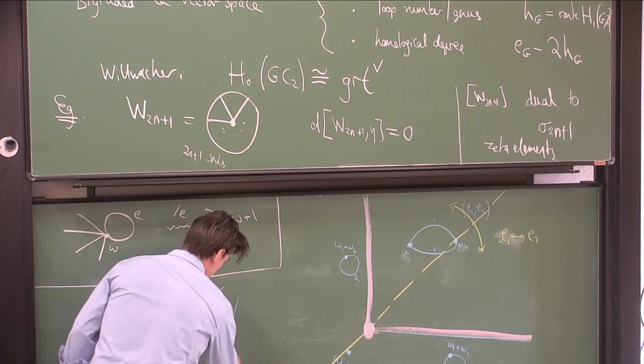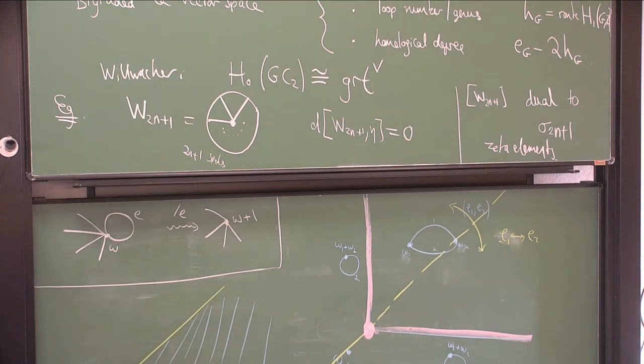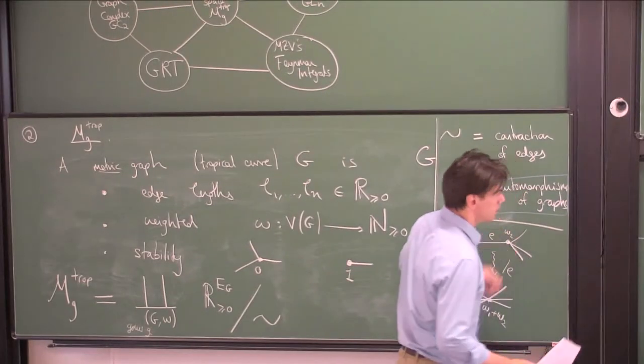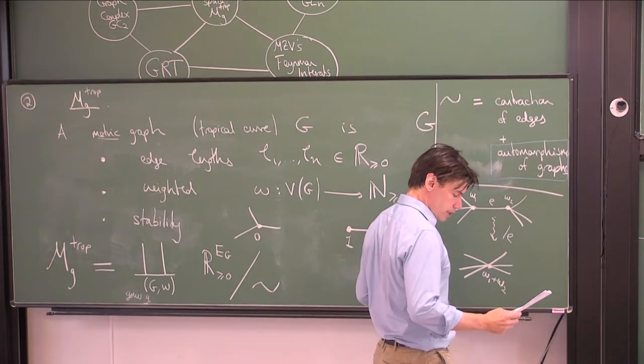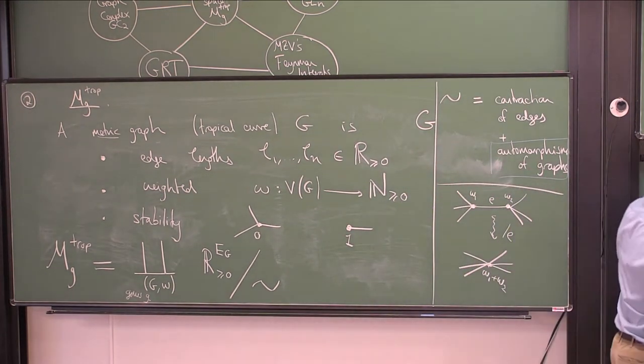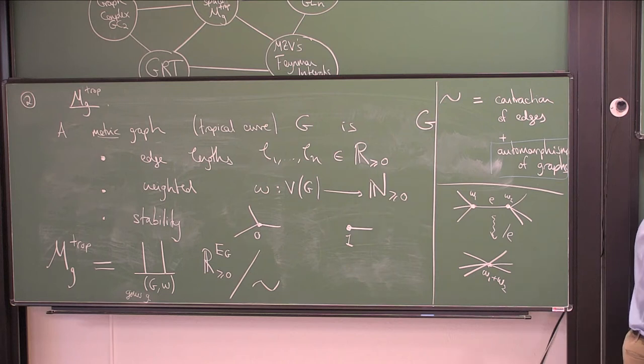This is a piece of M_g^trop. And it has this kind of stacky structure to it because you're quotienting out by these finite groups as well. It's quite a subtle space. Isn't there also a symmetry where you flip along a vertical line? Like you flip the vertices, no. But not the edges?